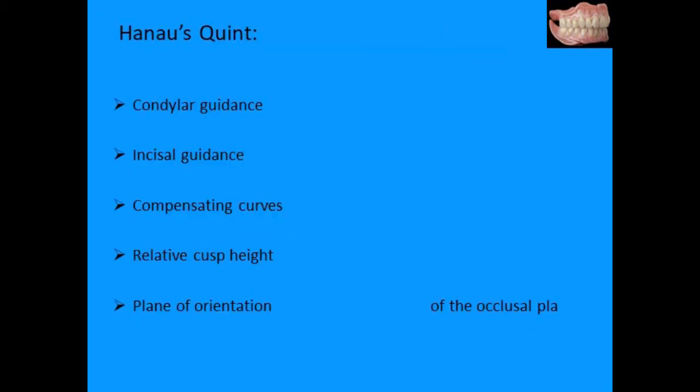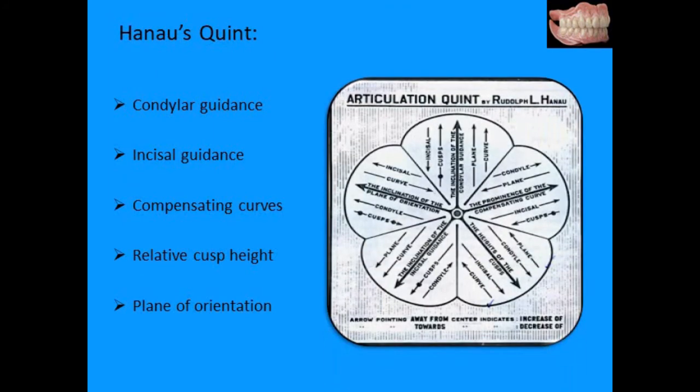So later on, Hanau condensed these 9 factors and formulated Hanau's quint, which consists of only 5 factors, and they were the condylar guidance, incisal guidance, compensating curves, relative cusp height, and plane of orientation. So this is a very important topic, and you can expect it as a short note. If you want to know this in detail, do let me know in the comment box.